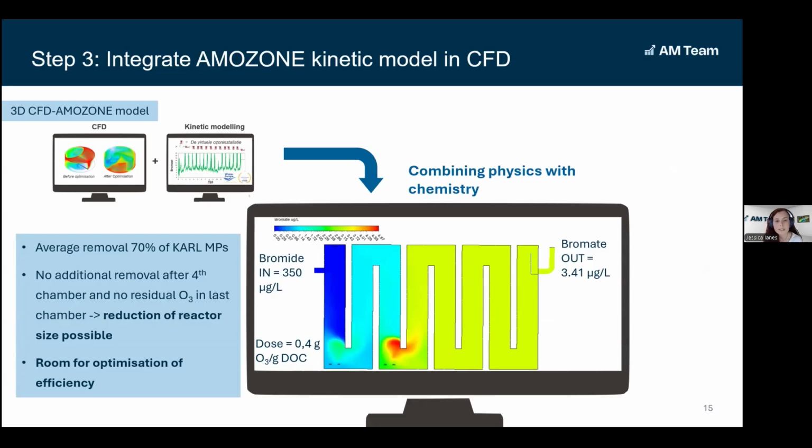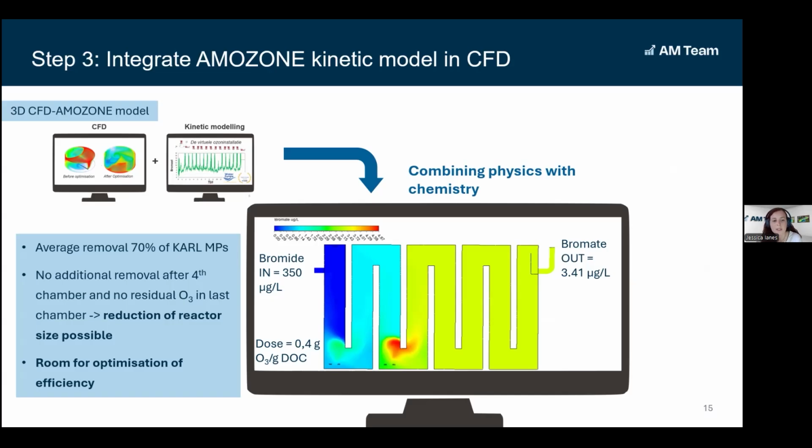So what you can see here in this image is the side view of the pilot reactor at Bottrop, the initial design. And here we had bromide in the influent of 350 microgram per liter. Then there was a counter-current configuration with the two injection chambers, the first one and the third one. And with an ozone dose of 0.4, we got an effluent bromate of 3.4 microgram per liter.